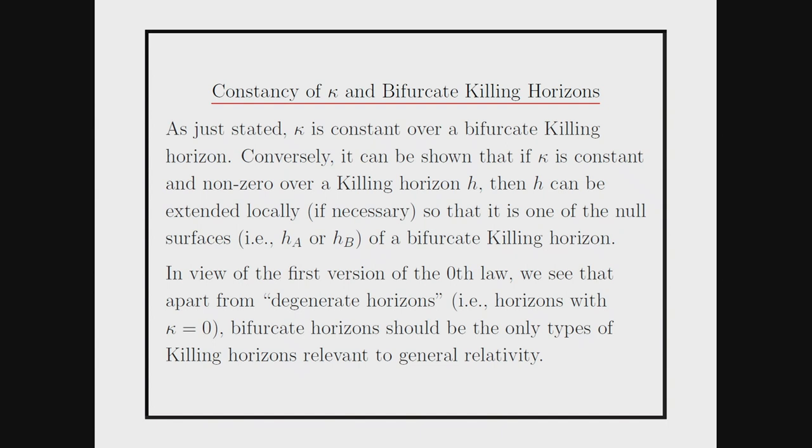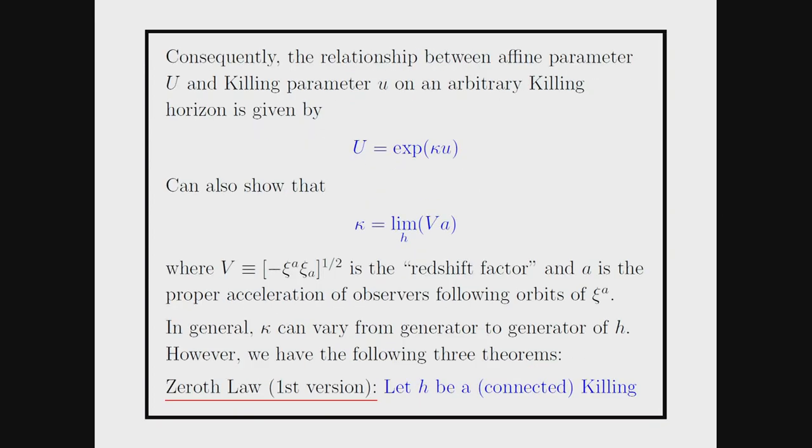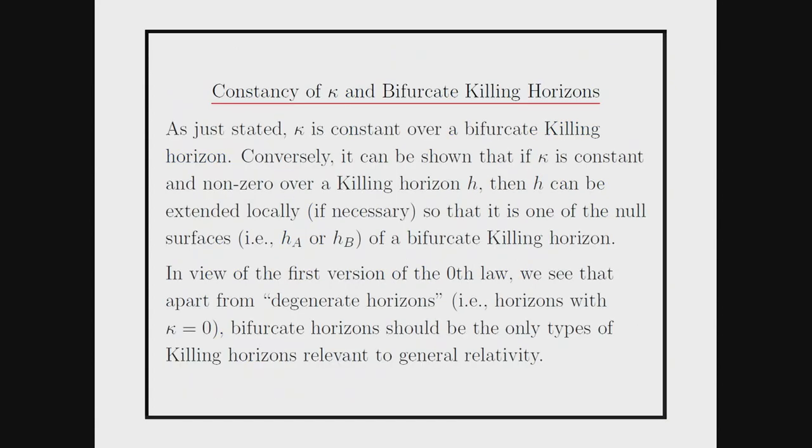If you have a bifurcate Killing horizon, then, as I just said, the surface gravity is constant. But it's also possible to show, again, not using Einstein's equation, that if the surface gravity is constant and non-zero, so you don't know that it's a bifurcate Killing horizon, then the horizon must be essentially a bifurcate Killing horizon. Maybe somebody only gave you one portion of the bifurcate Killing horizon, not including the bifurcation surface. So maybe, for starters, somebody just gave you a spacetime that contained a fourth of a bifurcate Killing horizon, but the claim is that it really was a bifurcate horizon. You could always extend the spacetime if necessary to make it a bifurcate Killing horizon.